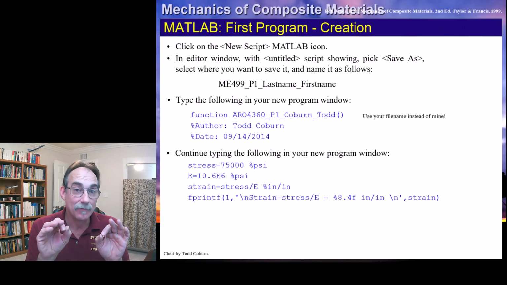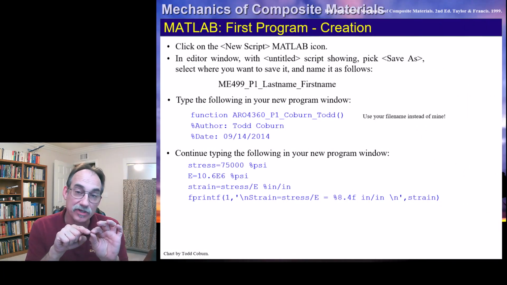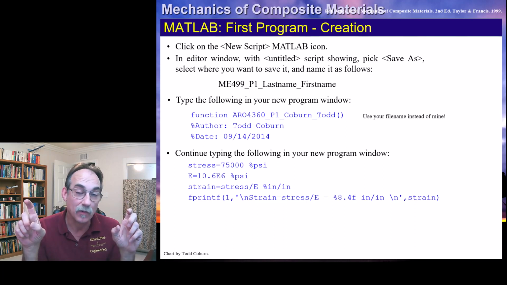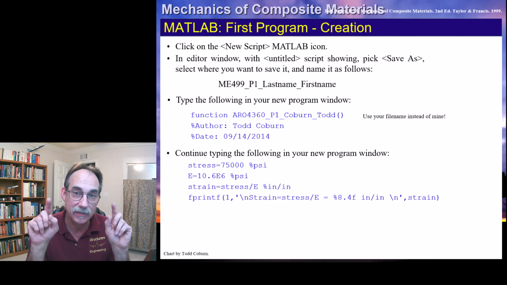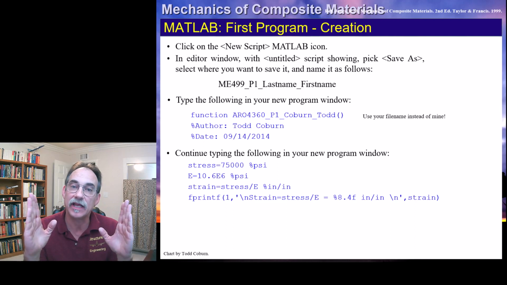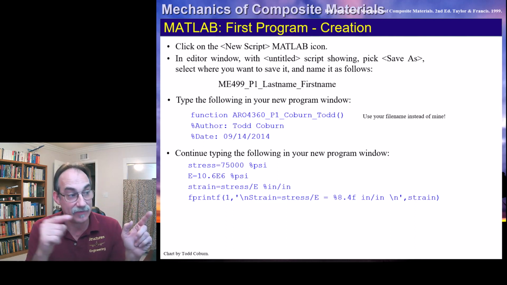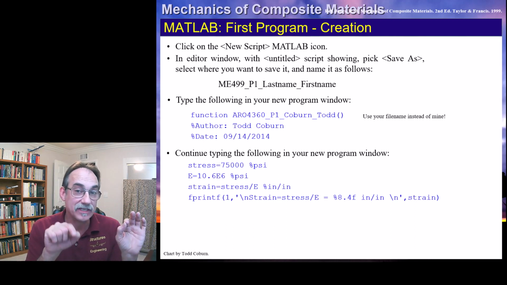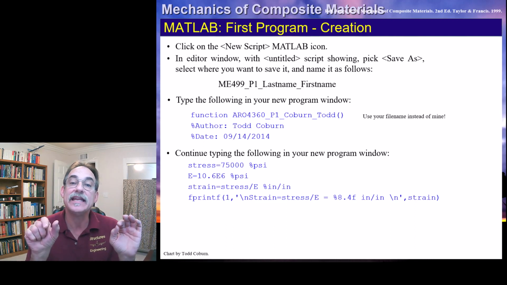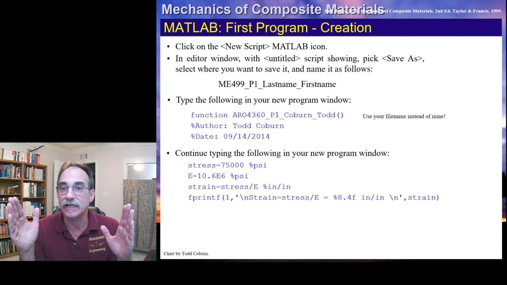So when MATLAB sees a percentage sign within those little single quotes, it sees a command sequence. Between the percentage sign and the f, it's going to be looking for how many total digits this number is going to be, and this means 8. And then there's a decimal place. How many digits do I want to see after the decimal place?